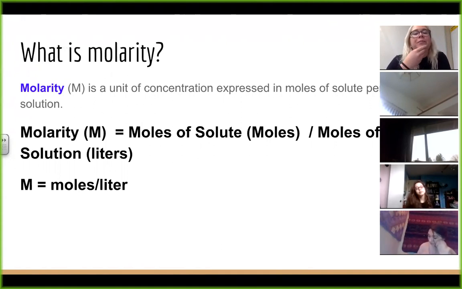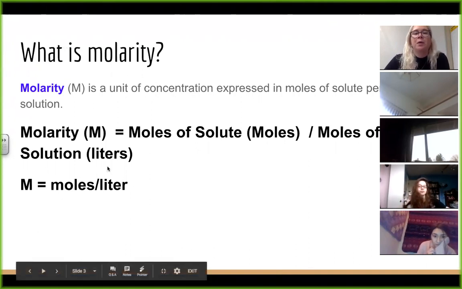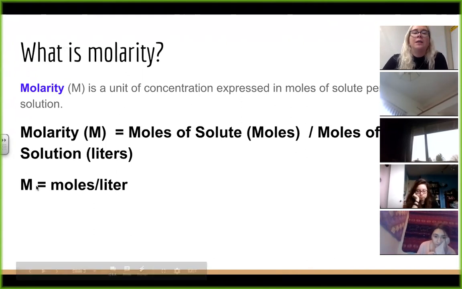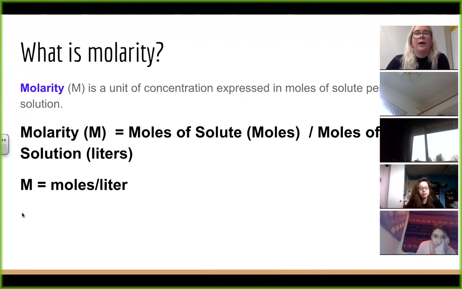Okay, so I'm going to start talking. If you're still writing, that's fine. So molarity is a unit of concentration expressed in moles of solute per liters of solution, right? So the shortened way to think about it is that it's moles per liter. It is a capital M, right? Lowercase m is usually used for mass. So if you use a lowercase m, it's not the biggest deal in the world, but the official chemistry way is a giant capital M.